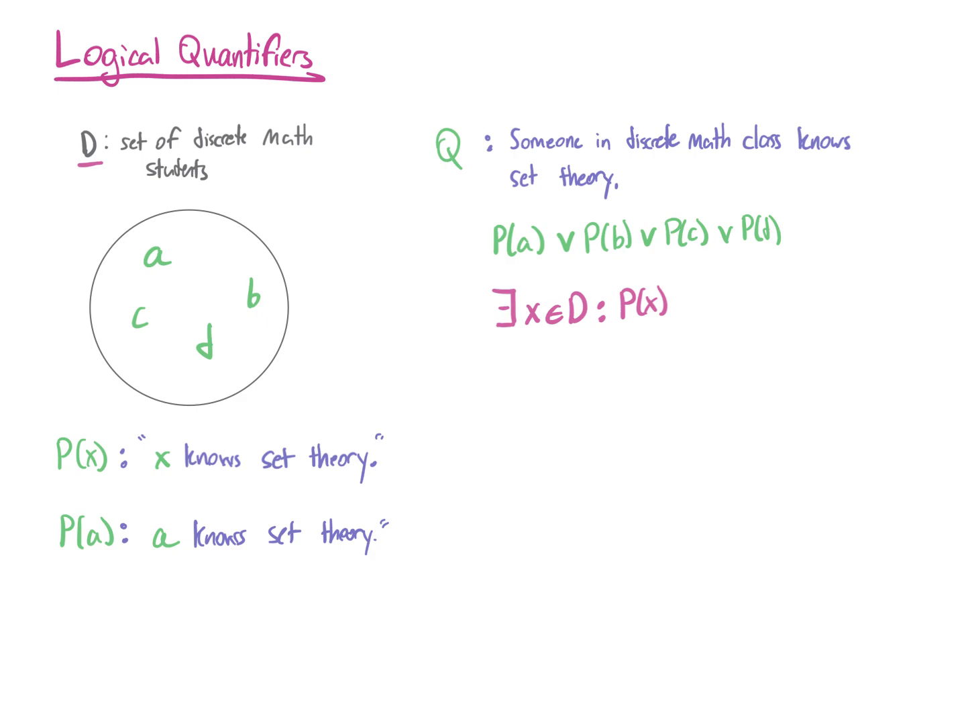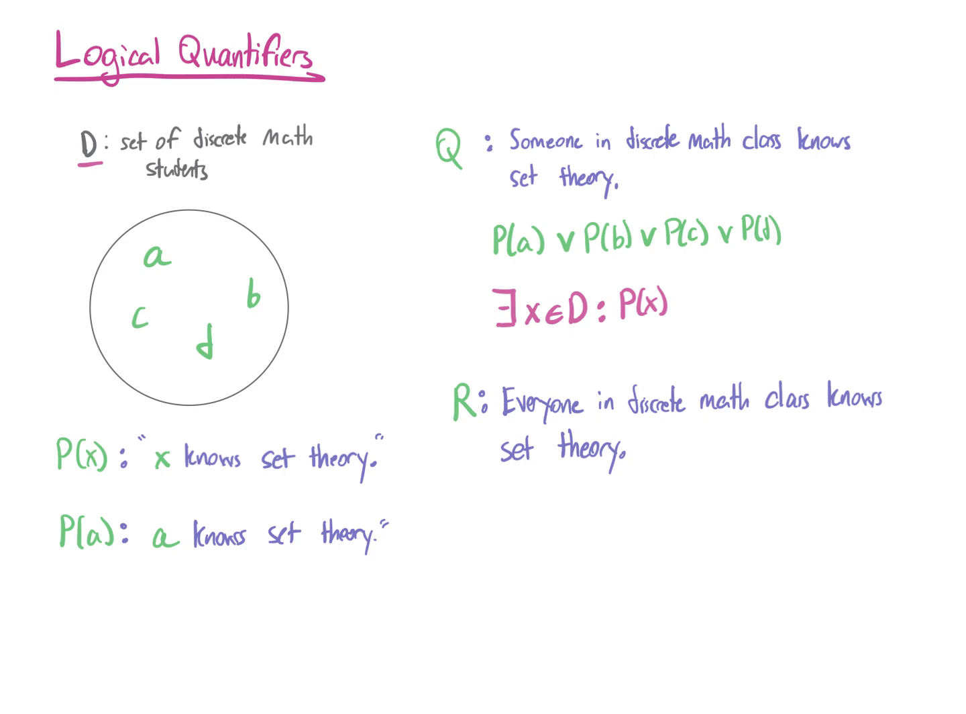Let's do one more motivating example to introduce our other logical quantifier, and then we'll go into a little more detail on how to construct these statements. So now let's look at a different example. This time, I want to say that everyone in discrete math class knows set theory, which is definitely true because you watched the last videos, right? Right. Okay. So how would I say that everyone in discrete math class knows set theory?